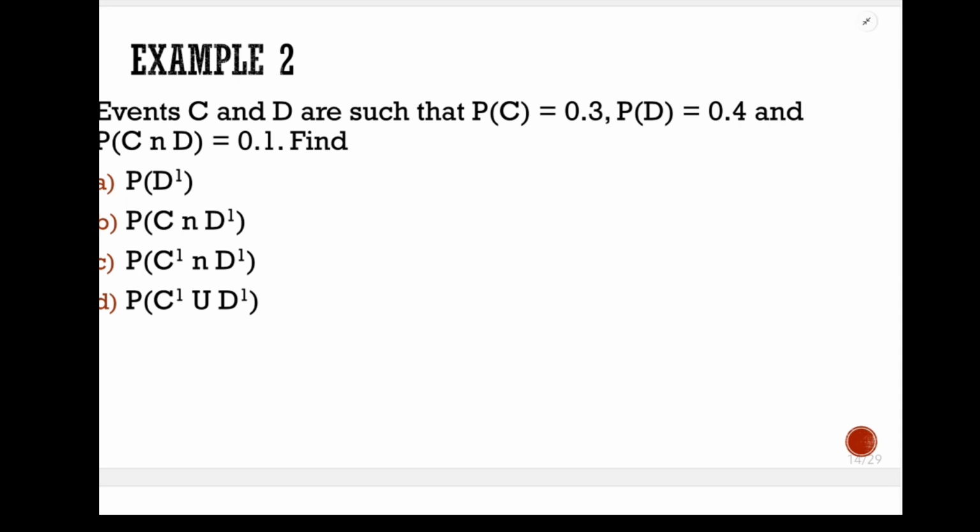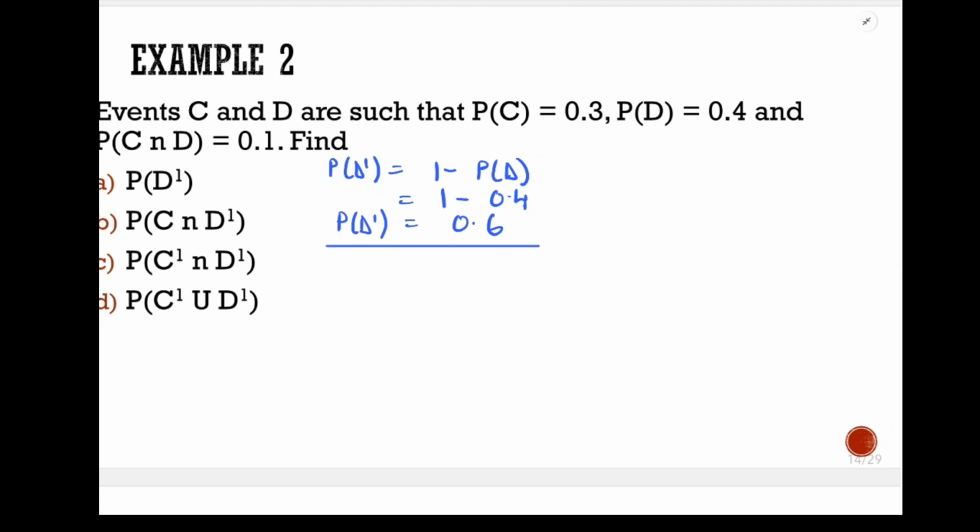So I know that the probability of D complement is equal to 1 minus the probability of D. So we shall have 1 minus the probability of D, which was given as 0.4, and therefore I'll end up with my probability of D complement as 0.6.